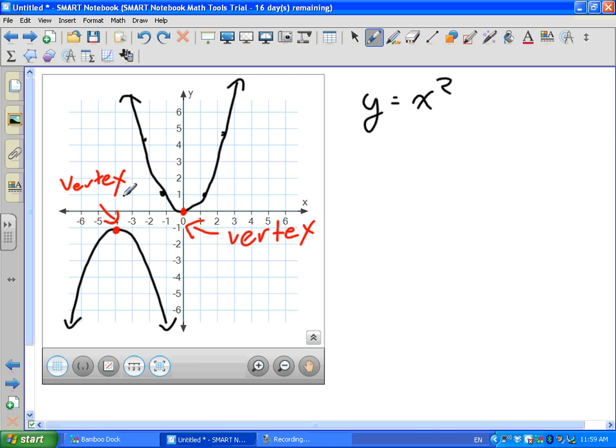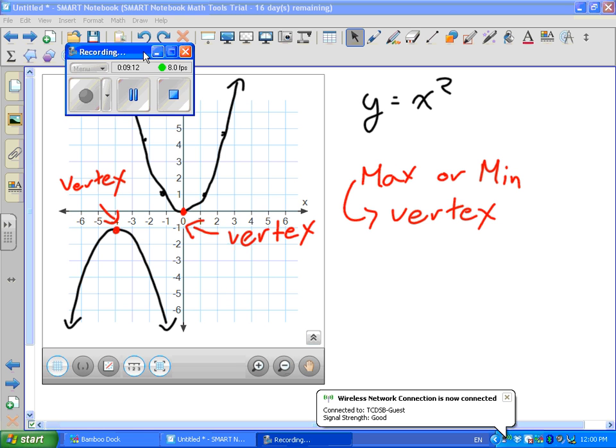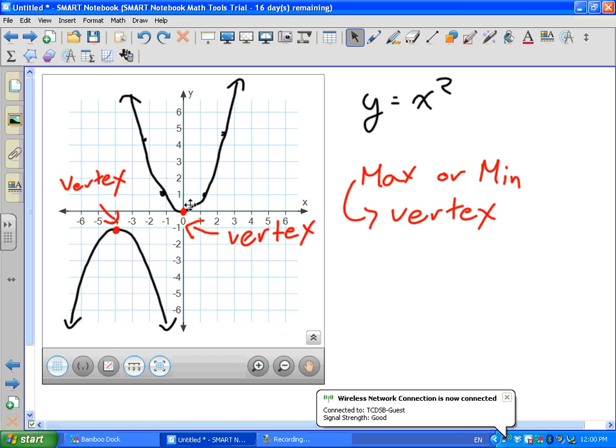So the lowest or highest point, which we're also going to refer to as the max or the minimum of the parabola, those points are always our vertex. So it's either the highest or the lowest point of the parabola. It depends how it's facing, upwards or downwards. So this lowest point here, because that's the lowest point, is considered to have a minimum. That would be the minimum of that parabola.